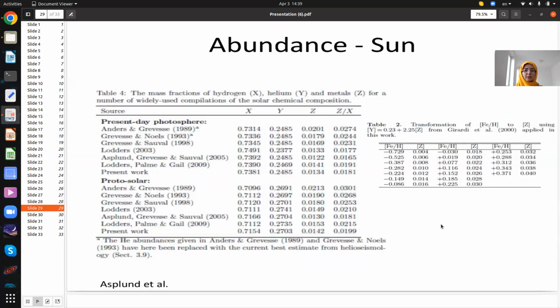And you see here the present-day photosphere for hydrogen, helium, and other elements, and also for protosolar. And you see that they change during time. Also, they are different for different groups, as you see.